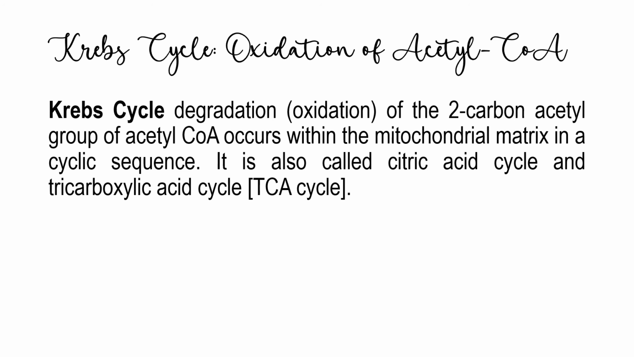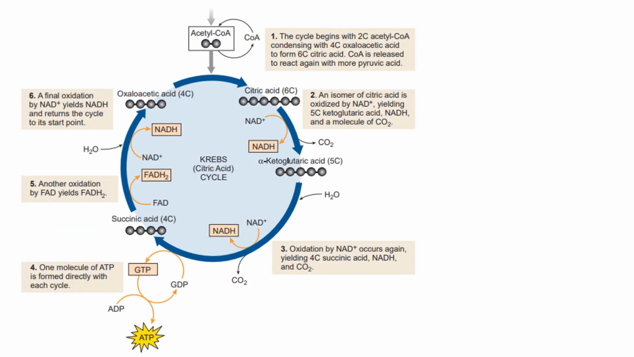Krebs cycle and oxidation of acetyl-CoA. Degradation, or oxidation, of the 2-carbon acetyl groups of acetyl-CoA occurs within the mitochondrial matrix in a cyclic sequence. It is also called the citric acid cycle and the tricarboxylic acid cycle, or TCA cycle. Acetyl coenzyme A condenses with a 4-carbon acid, oxaloacetic acid, releasing coenzyme A to react again with more pyruvic acid. Through a cyclic series of reactions in the Krebs cycle, the 2 carbons from the acetyl group are released as carbon dioxide, and oxaloacetic acid is regenerated.